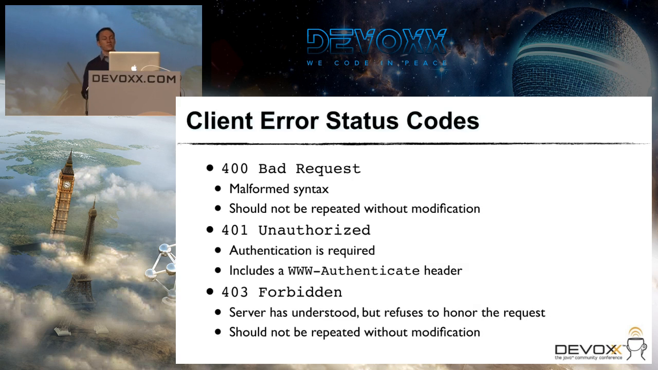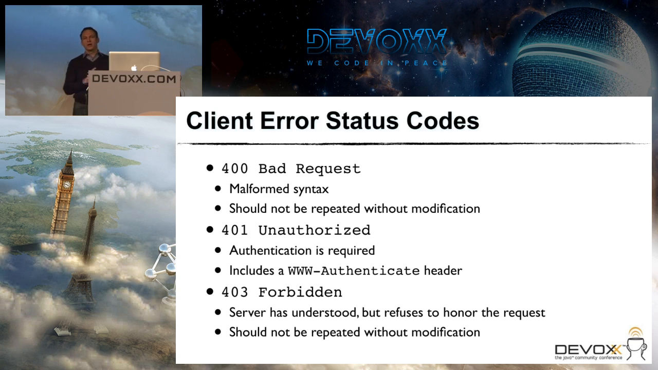Client error status codes. 400 Bad Request, one we've all seen for sure. It basically means that what you have done with your request is malformed, and you should not try it again because it's never going to work. Make sure that you modify your request in some way. Put a new payload inside of it, hit a different URL, give me a different structure to it or something like that. But whatever you do, don't keep trying. This is just never going to work.